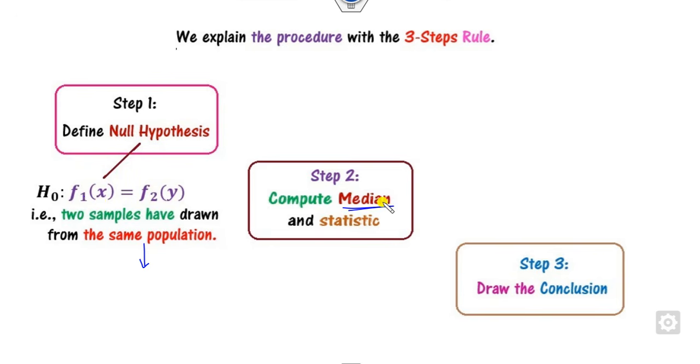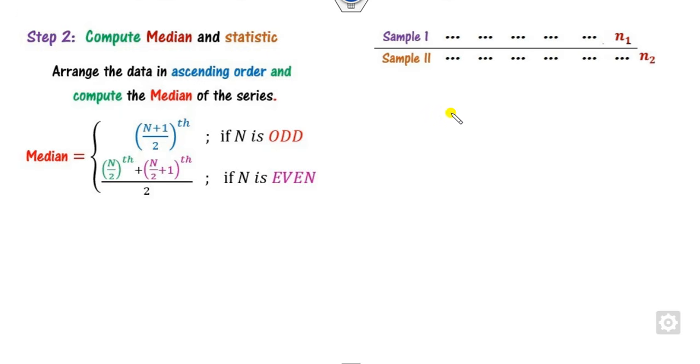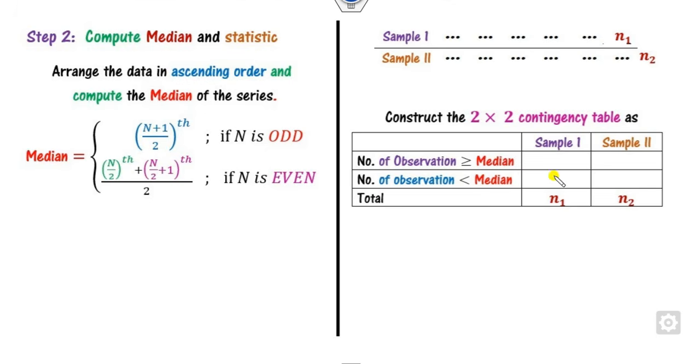How do you compute the median? We all know that if you have two different samples which consist of n1 and n2 elements, you have to arrange them in ascending order. You can arrange all these elements in a single row which consists of n1 plus n2 elements, called capital N. If this capital N is odd, then you can find the median as this, otherwise as this. Once you have found the median, then you have to use the statistics. For this you have to complete this table.